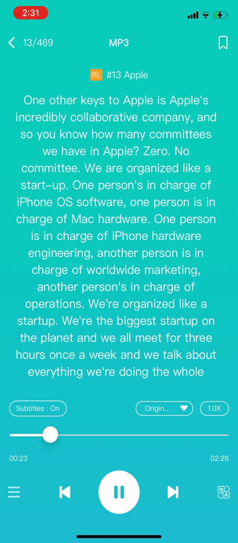One person's in charge of iPhone OS software. One person's in charge of Mac hardware. One person's in charge of iPhone hardware engineering. Another person's in charge of worldwide marketing. Another person's in charge of operations. We're organized like a startup. We're the biggest startup on the planet. And we all meet for 3 hours once a week, and we talk about everything we're doing, the whole business.